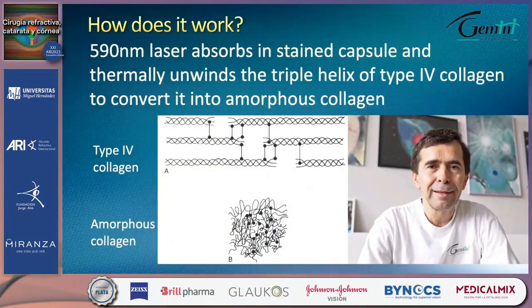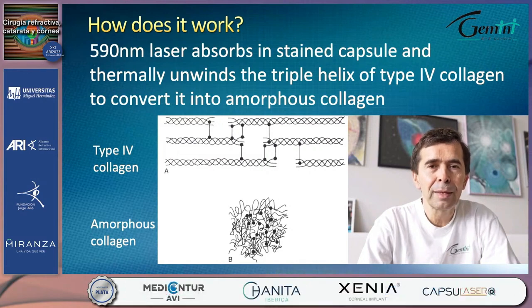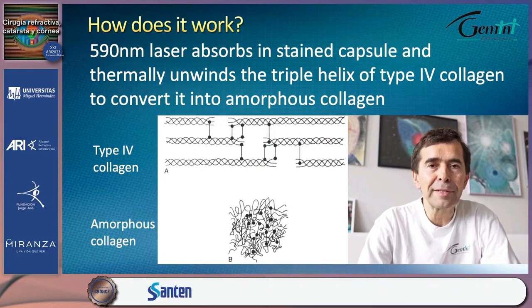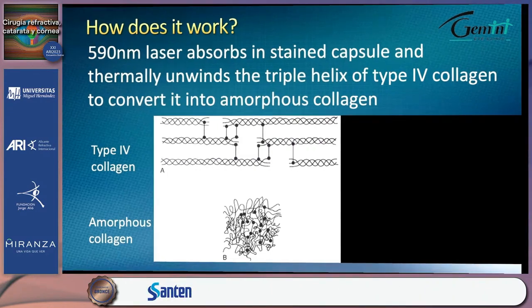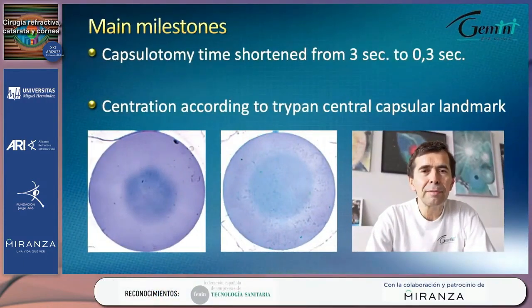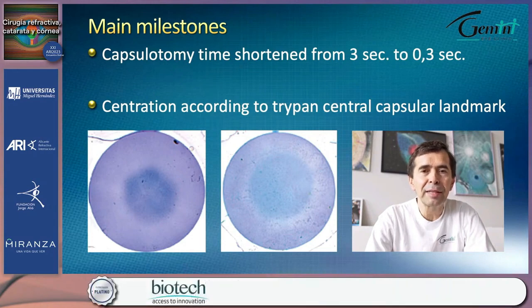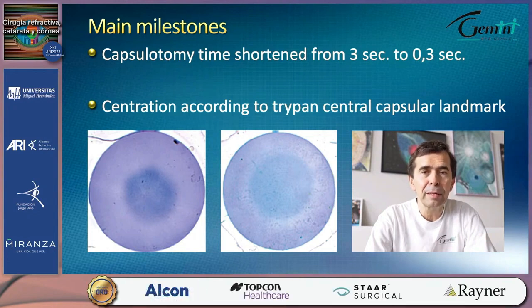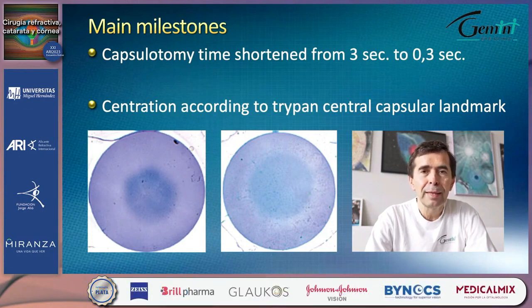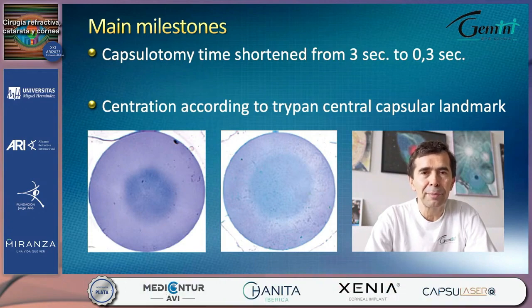How does it work? The 590 nanometer laser absorbs in stained capsula, cuts it, while thermally unwinding type 4 collagen and converting it into amorphous collagen. We have achieved several milestones during this development, and the main milestones are significantly shortened capsulotomy time from 3 seconds at the beginning to 0.3 nowadays, so it's really a fast capsulotomy. And we center the capsulotomy according to this Trypan landmark on the anterior capsule.